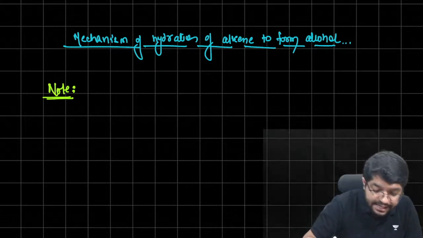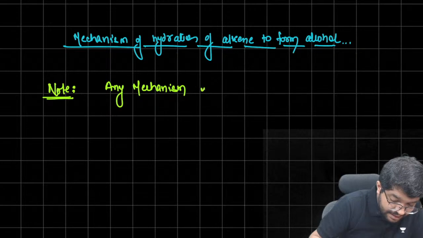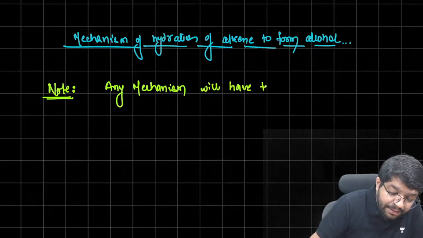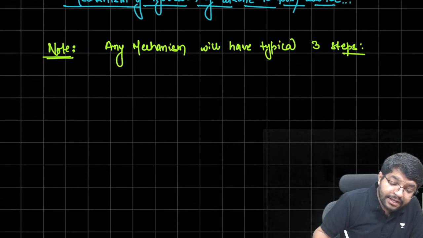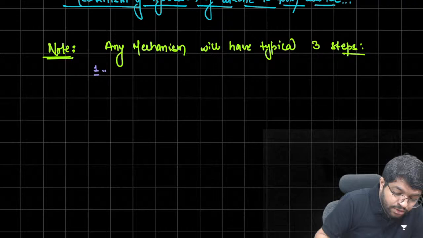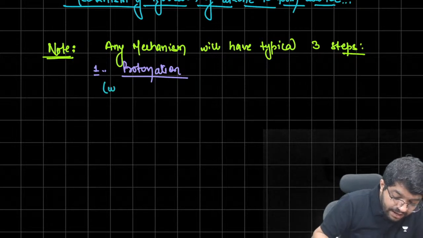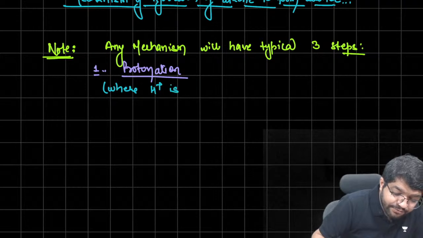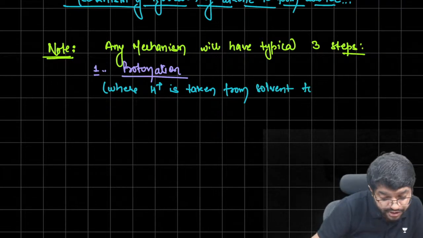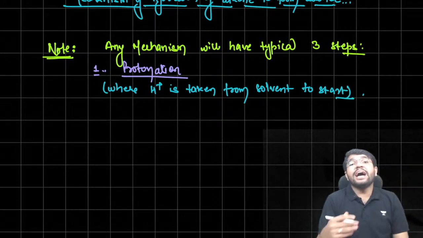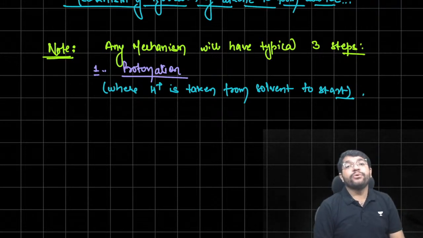Remember, any mechanism will have typical three steps. Number one is protonation. Protonation is a step where H plus is taken from solvent to start the reaction. The first step I do is I gain H plus. That is called protonation.